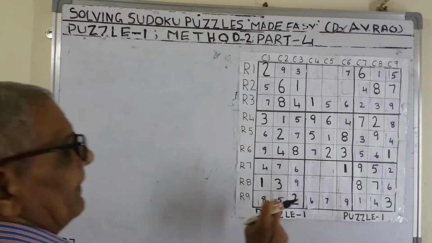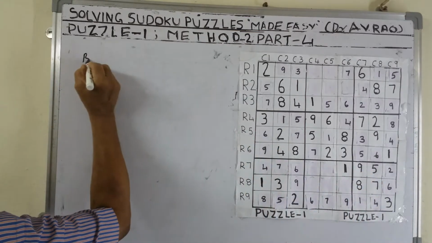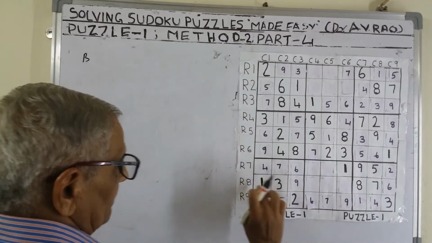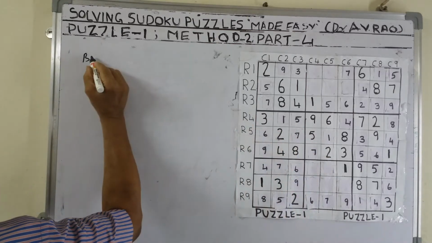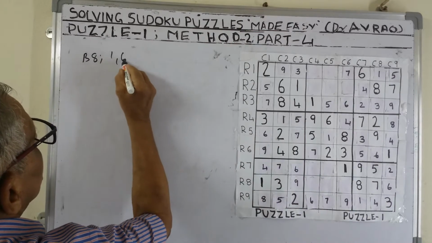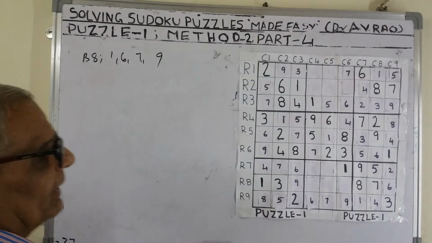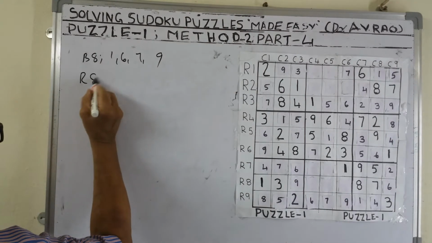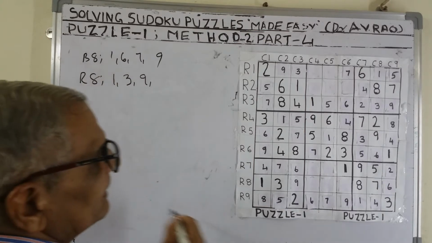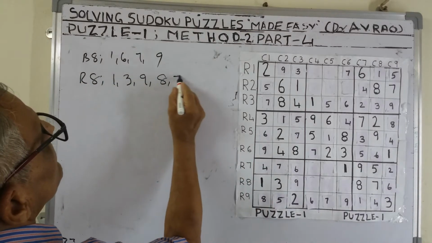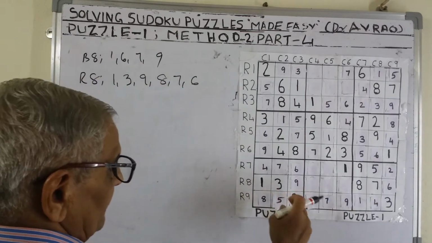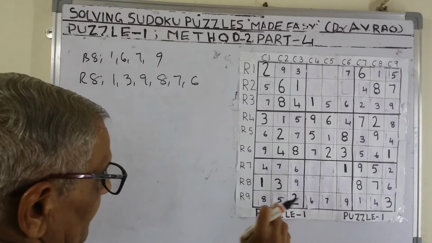So the box is common, only the cells are different, the columns are different. So the rows and box are common. Box B8: what are the numbers? 1, 6, 7 and 9. Row R8: 1, 3, 9, 8, 7, 6. So we have to first identify which cell must be filled up first.